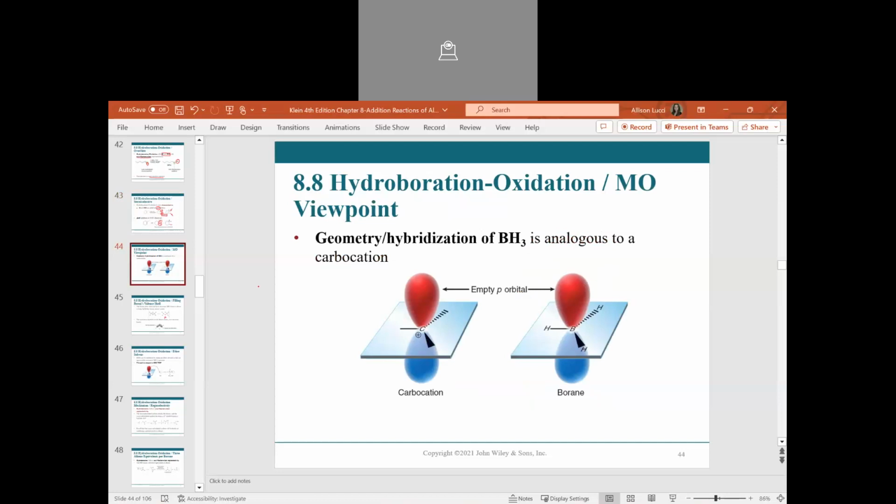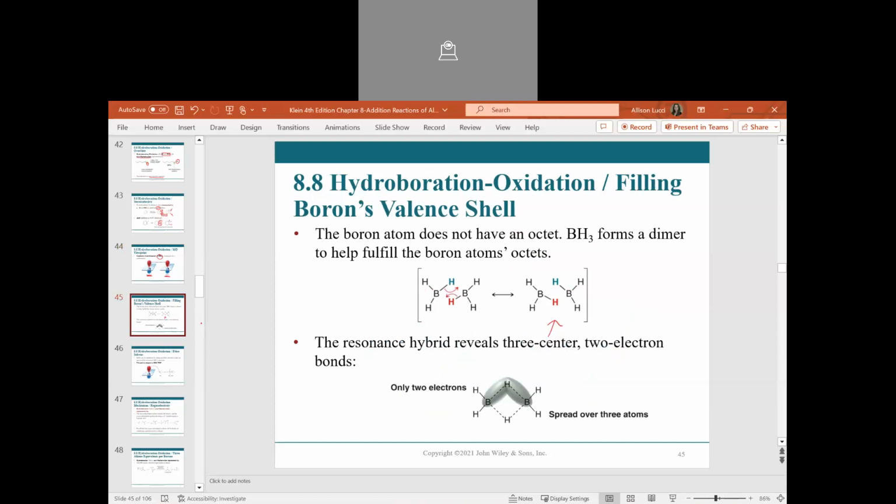The reason for this is because our borane, our BH3 that is involved in this type of addition, is very similar to a carbocation intermediate that we saw with other additions, right? They're flat and trigonal planar, and they have these empty p orbitals. Borane is actually very reactive. It does not have a full octet. So two borane molecules may form what's called a dimer. They kind of are interacting together here in this dimer.